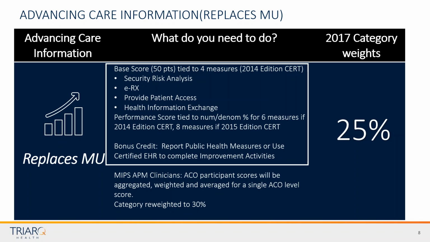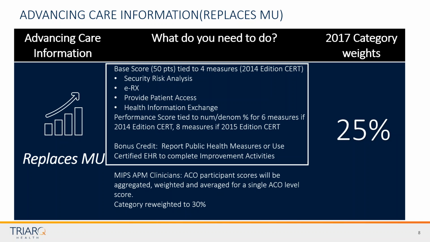Those 4 measures are listed here. Security risk analysis, you all know about that. It's where the folks come in and you walk around and you write up your policies and procedures regarding the security of your patient's health information. Once you've performed your security risk analysis, you'll make your dashboard say yes for that measure. So that's one of the 4 base score measures. E-prescribing, provide patient access and health information exchange.